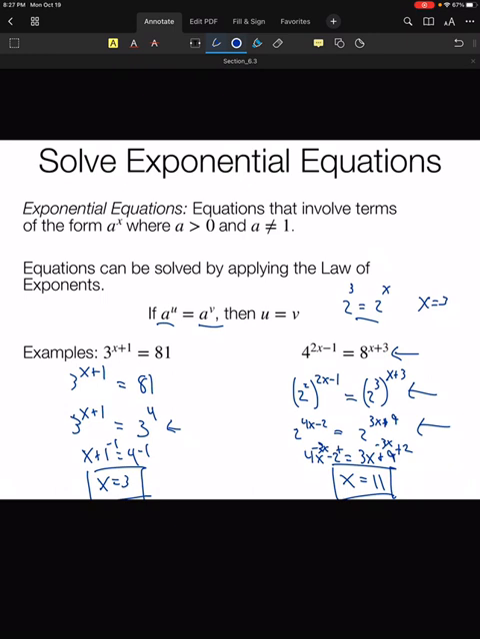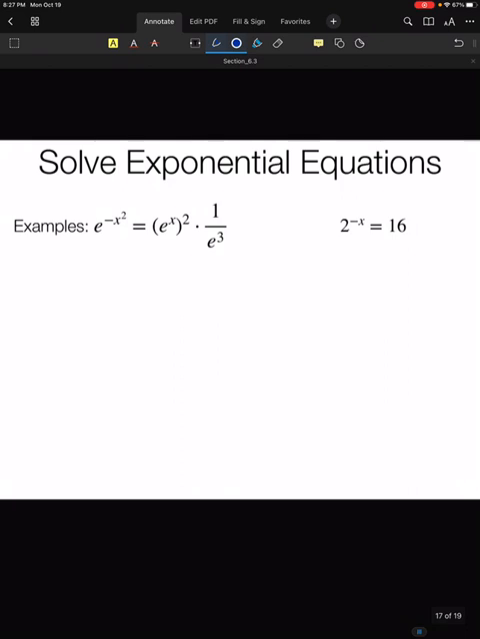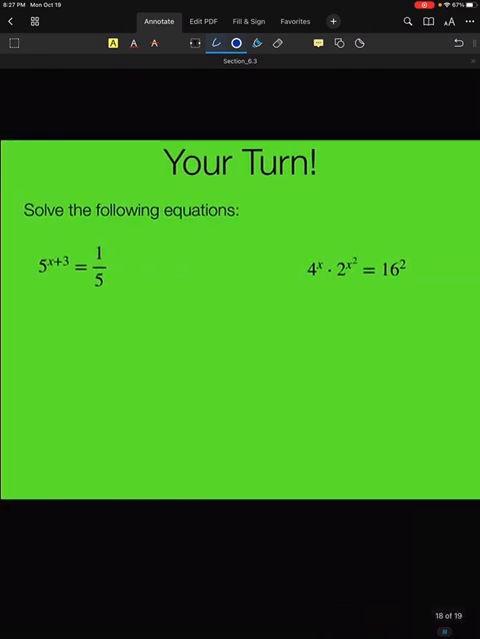Okay, same base, get rid of the bases, simplify. 3 steps, that's all you need to do. Simplifying might take a couple of steps, and getting rid of the base might take 1 or 2 steps. But that's the general form. Okay. So let's do 2 more quick examples, and then we'll finish off with a your turn.